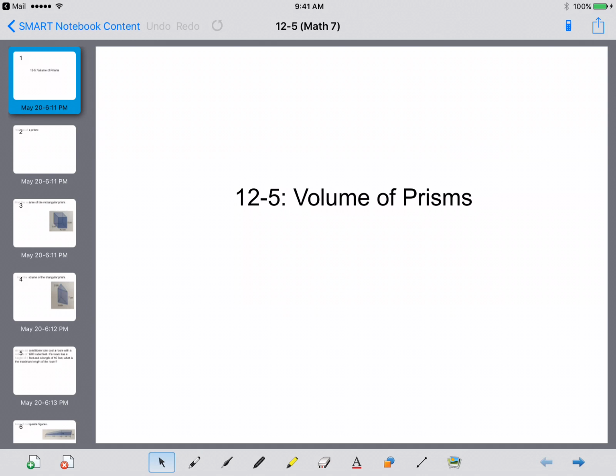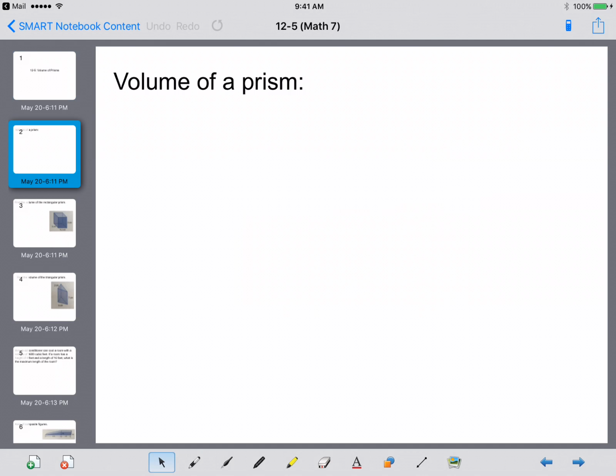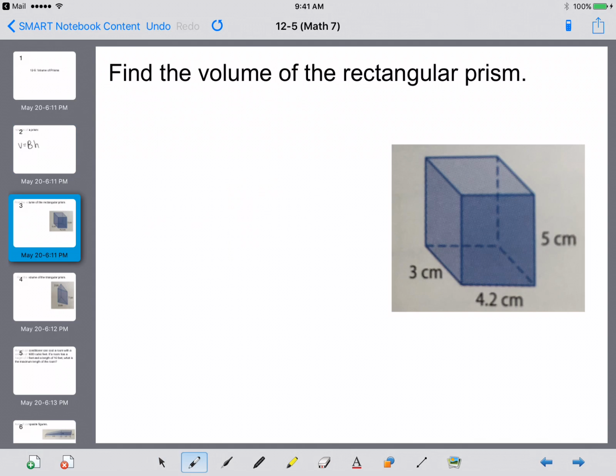This lesson is for 12.5, the volume of prisms. So the first thing we need to know before we figure out the volume of a prism is how to do it. Your volume equals the area of your base, which would be B. So whatever you do to figure out the area of your square or your rectangle or your triangle or your trapezoid, the area of the base times the height. That's all it takes. So here we've got this rectangular prism over here.